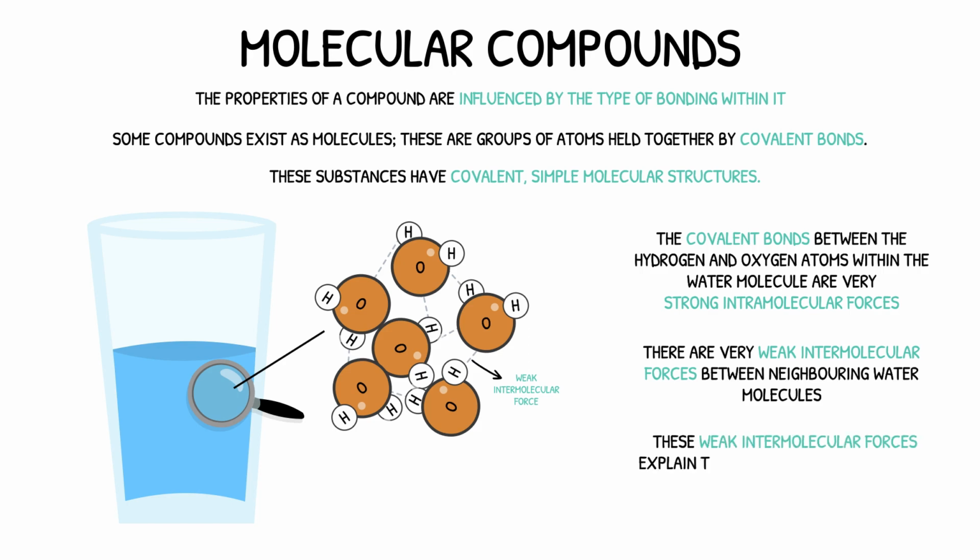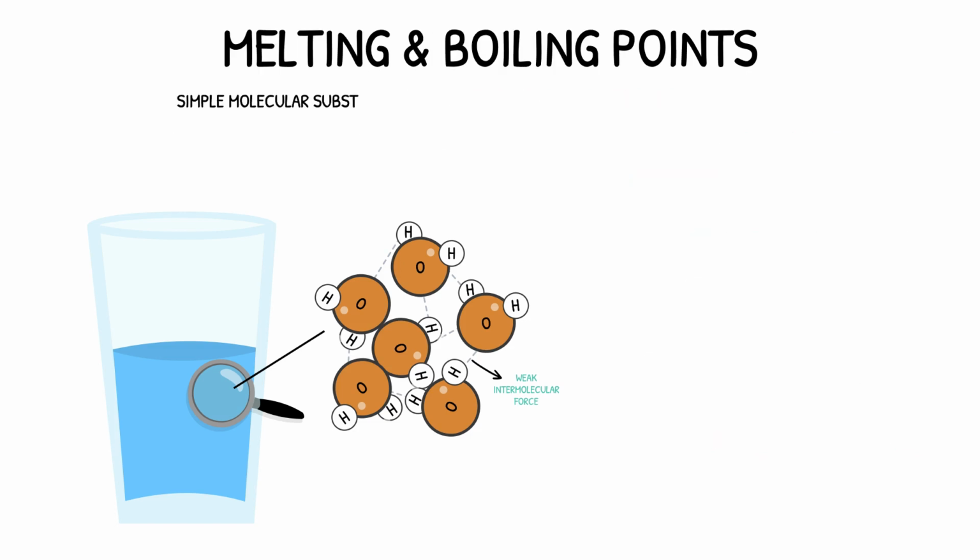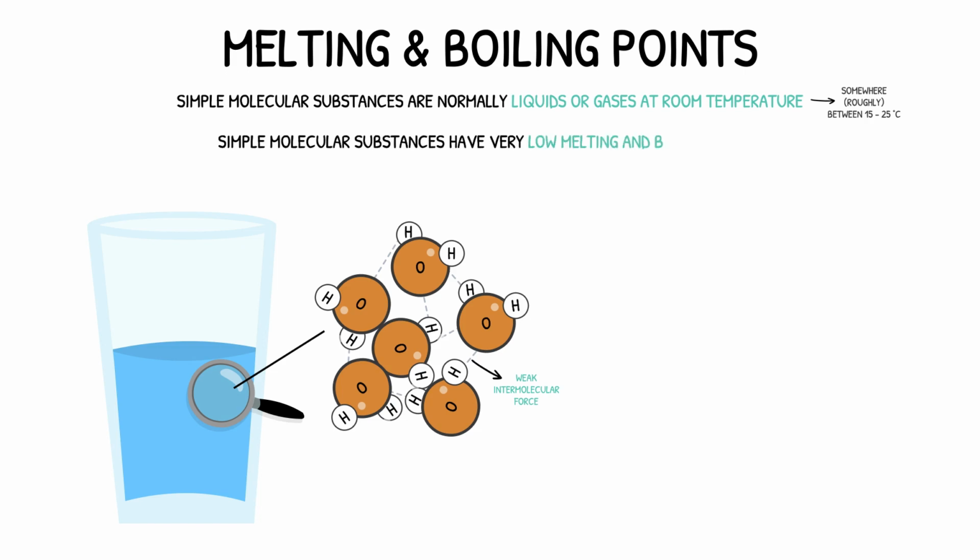These weaker forces are used to explain the melting and boiling points of these simple molecular substances. Simple molecular substances are often in liquid or gaseous states at room temperature. Remember that room temperature, on average, is somewhere between 15 and 25 degrees Celsius. If a substance is a gas at this temperature, this means that its boiling point is extremely low. Simple molecular substances have very low melting and boiling points.